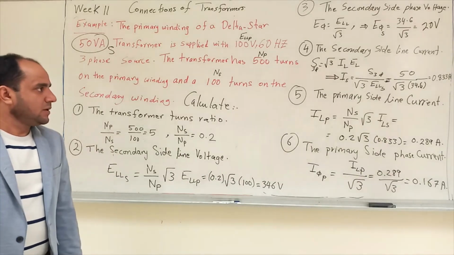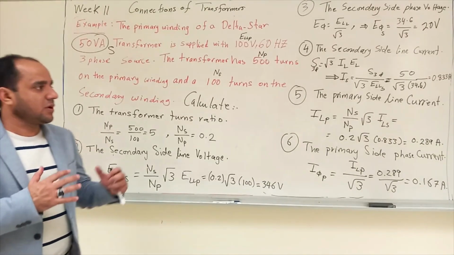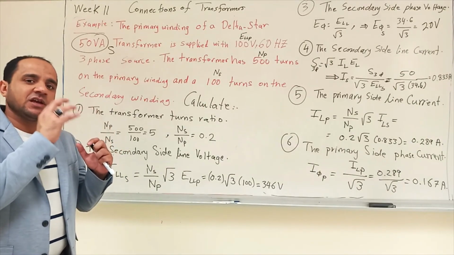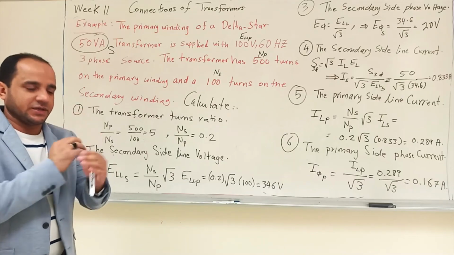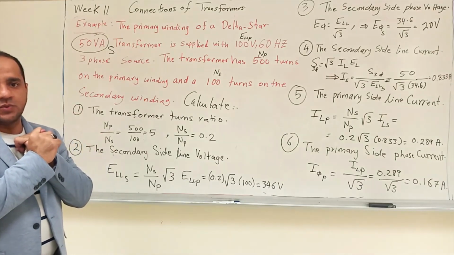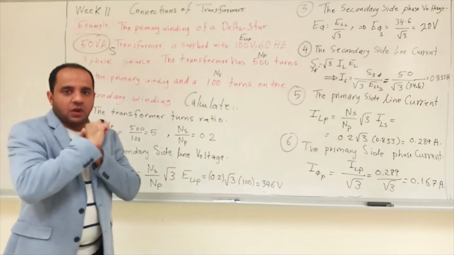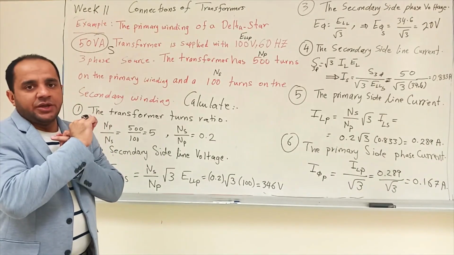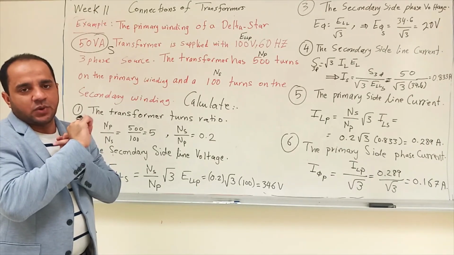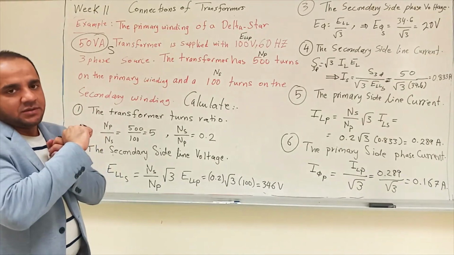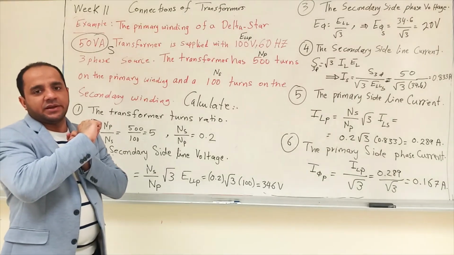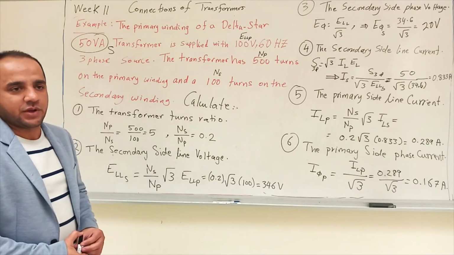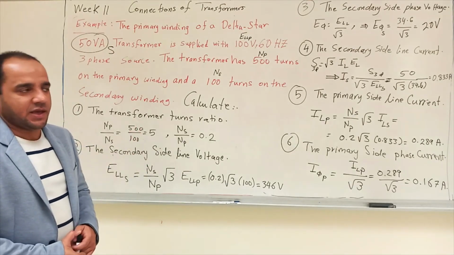So now, as a summary, we talked about the 3 conventional types of connecting 3 single-phase transformers to a 3-phase connection. Y-Y: primary is Y, secondary is Y. Delta-delta: primary is delta, secondary is delta. Delta-Y: primary is delta, secondary is Y. Y-delta: primary is Y and secondary is delta. And you need to know the equations for all of these 4 connections, voltages and currents.